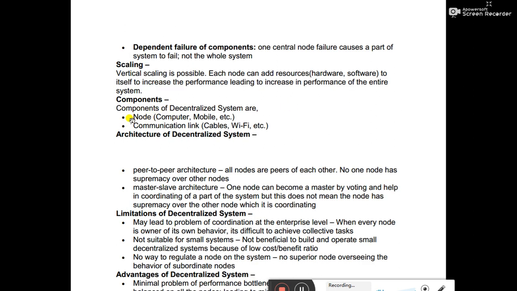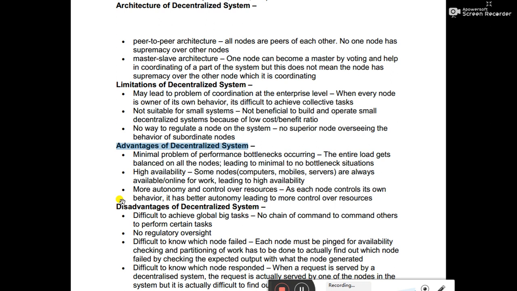So components are like nodes. Communication links can be the internet only. So it follows a peer-to-peer architecture. Along with that, there is master slave architecture also, or you can say client server architecture. There are some limitations regarding decentralized system. There are limitations and there are advantages for decentralized system. There are disadvantages for decentralized system. Please go through this.